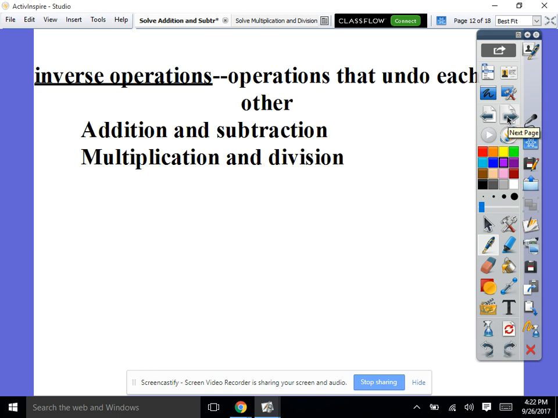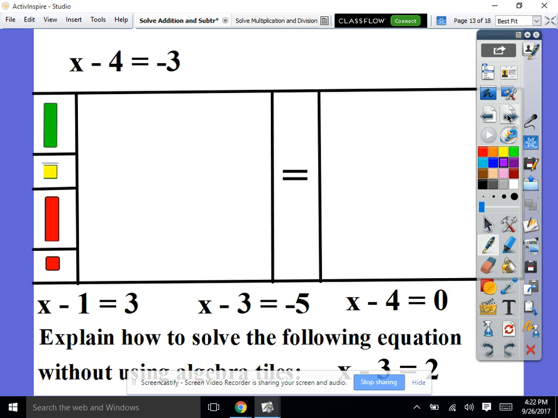All right, inverse operations are operations that undo each other. Addition and subtraction are inverse operations. Multiplication and division, which we will look at in our next lesson, are also operations that undo each other, or inverse operations. All right, so now we're going to subtract.